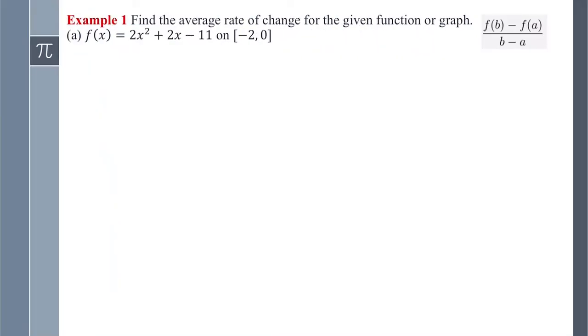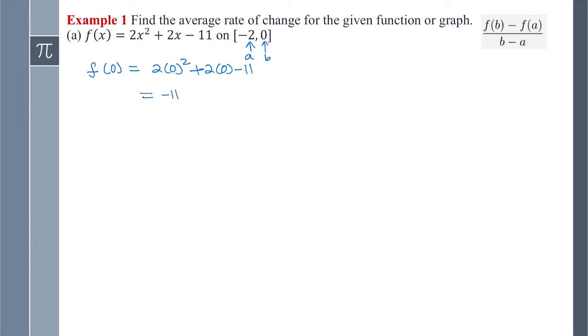So let's look at an example. Here's a function given to us, f of x equals 2x squared plus 2x minus 11, and we are asked to find the average rate of change on this interval. If we look at the formula, it is f of b minus f of a over b minus a. So basically here, this is a and this is b. All we need to find is f of b and f of a. Let's go ahead and find f of b, which in this case is f of 0. That equals 2 times 0 squared plus 2 times 0 minus 11, and that gives us negative 11.